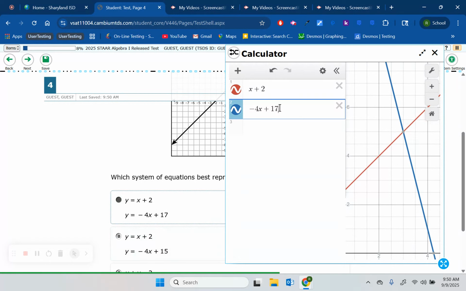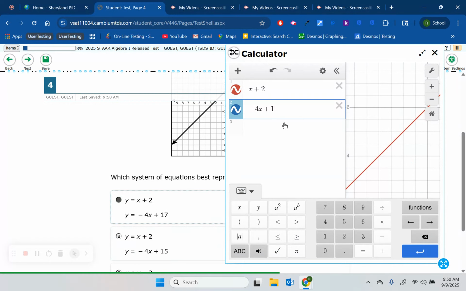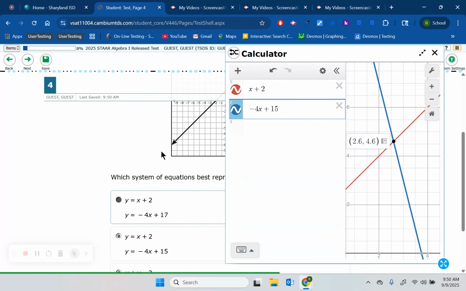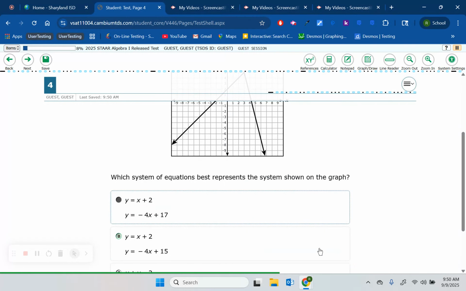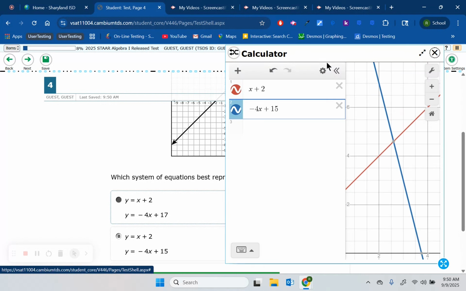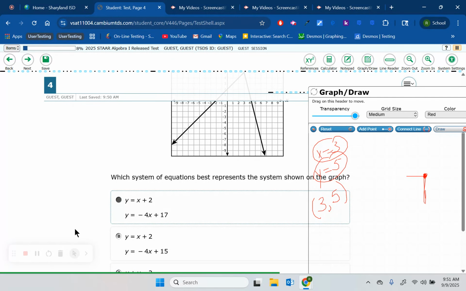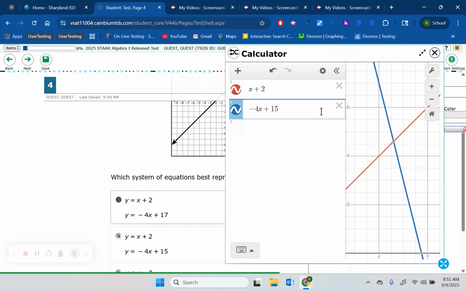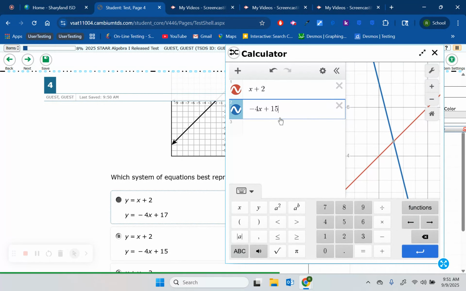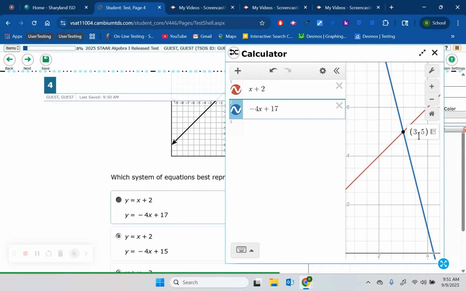What happens though when I try the next one here at plus 15? Look at my intersection. That is not 3, 5. Remember, we wrote that down. The intersection is 3, 5. Watch out. I keep hitting the wrong one. There. 3, 5. And we got 3, 5 right now on the calculator, didn't we? Look, the first one was 17. And I said, look, right here, click, 3, 5. I'm done. It's A.